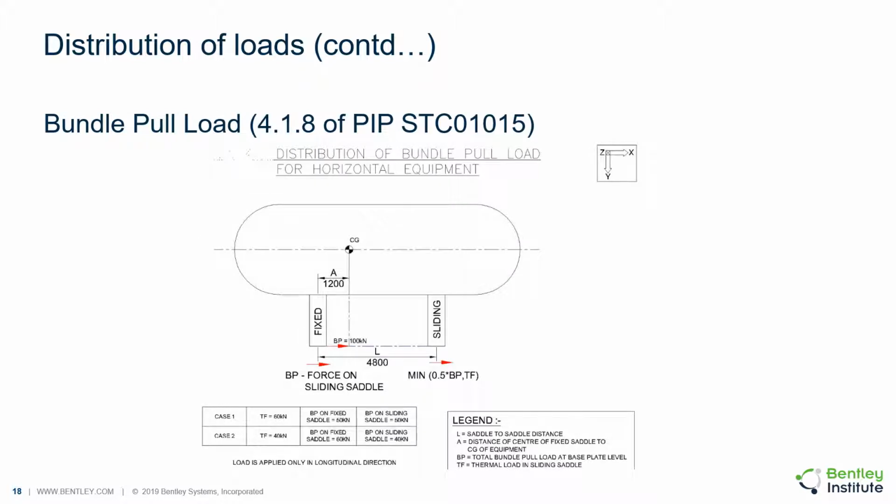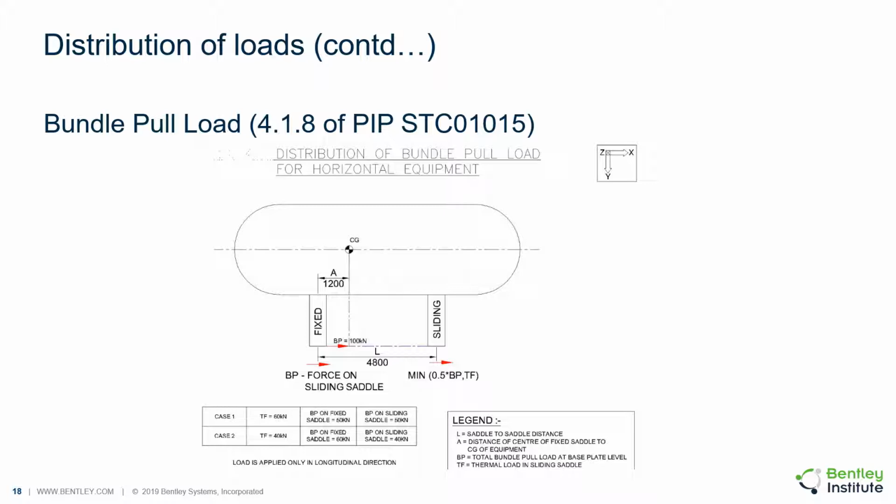Now coming to the distribution of bundle pull load, section 4.3.3 of PIP refers to section 4.1.8 of the PIP STC 01015 document, which specifies that the portion of the bundle pull load at the sliding end support shall be equal to the friction force or half of the bundle pull load, whichever is less. In this slide, the friction force at the sliding end is assumed to be equal to the thermal force.